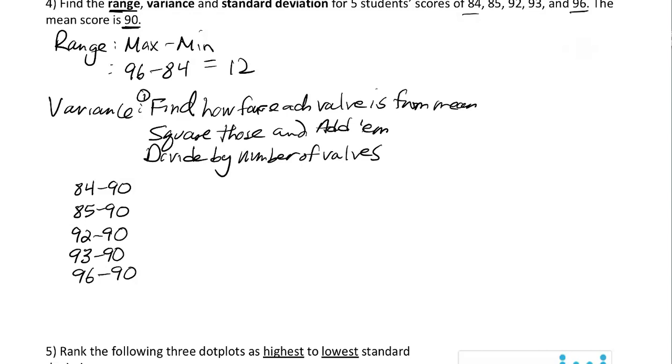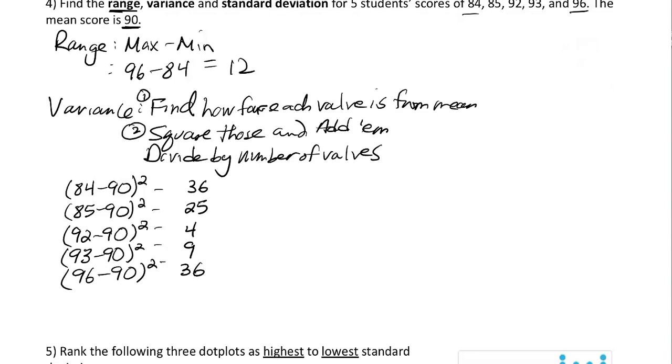The second step, we're going to square those distances. We square the distances because we want them to be positive numbers, and some of those would have ended up being negative. So we square them. So for instance, the first would be negative 6 squared, 36, 5 squared, 2 squared, 3 squared, 6 squared. So that's what we get when we square all those. And then we're going to add those results.